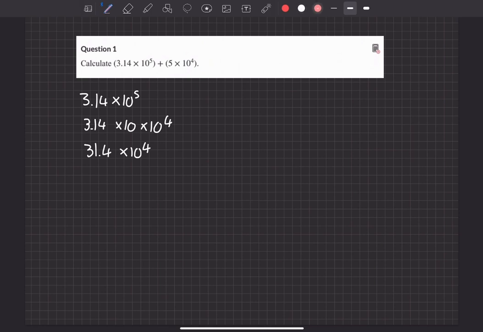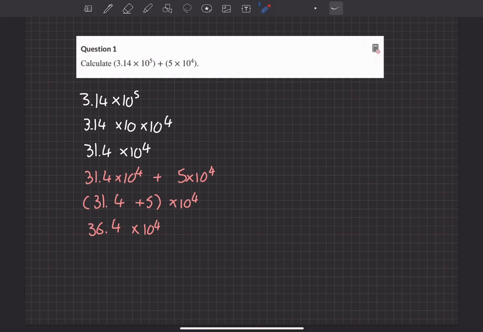And now we have 31.4 times 10 to the power of 4 plus 5 times 10 to the power of 4. Put them in brackets, so 31.4 plus 5 times 10 to the power of 4, which should give you 36.4 times 10 to the power of 4. And we need to move this one across to make it between 1 and 10. So it becomes 3.64 times 10 to the power of 5. This is our answer over here.